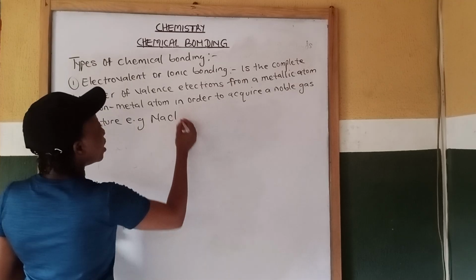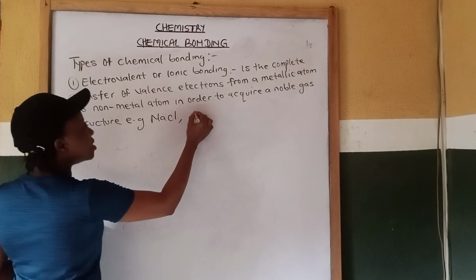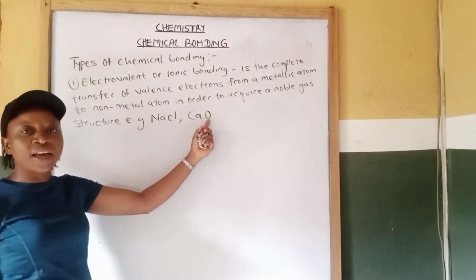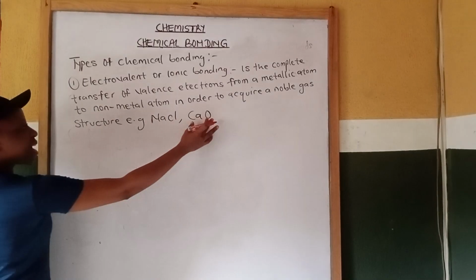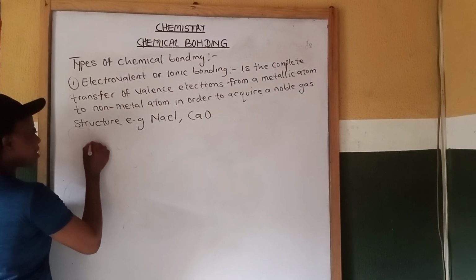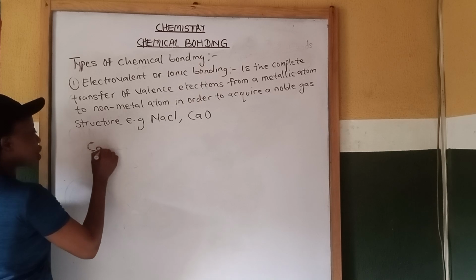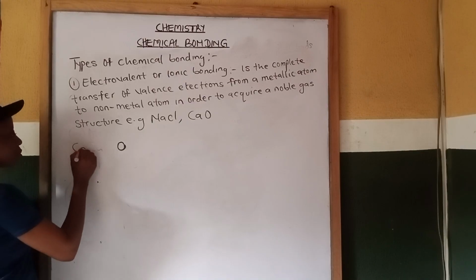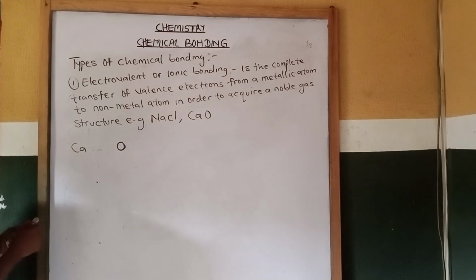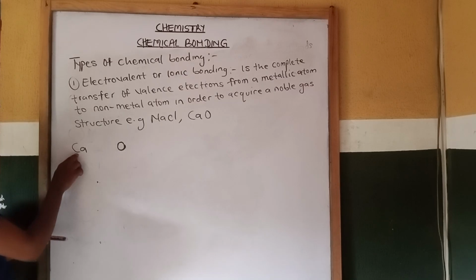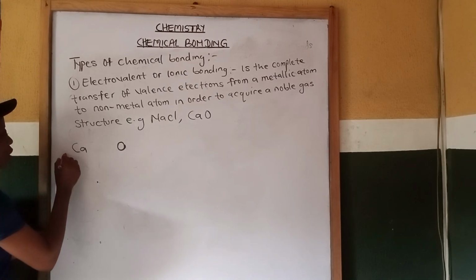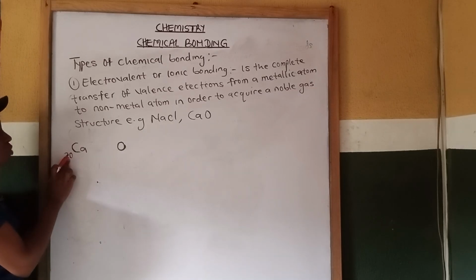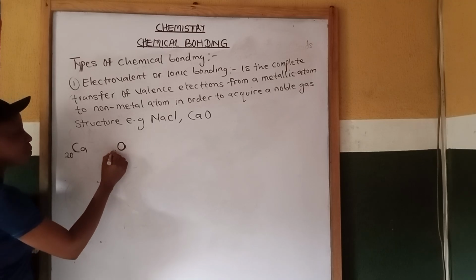Now let's take another example. Another example of an electrovalent compound is calcium oxide. Calcium oxide is also an electrovalent compound. How? This calcium oxide consists of two atoms, that is, one atom of calcium and one atom of oxygen. Then calcium is number 20 when you are counting your first 20 elements in periodic table, while oxygen is number 8.